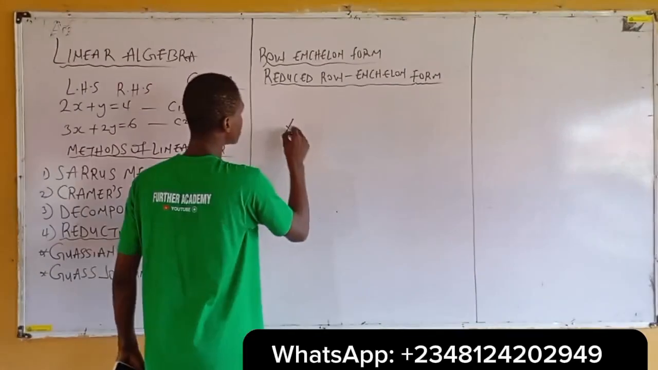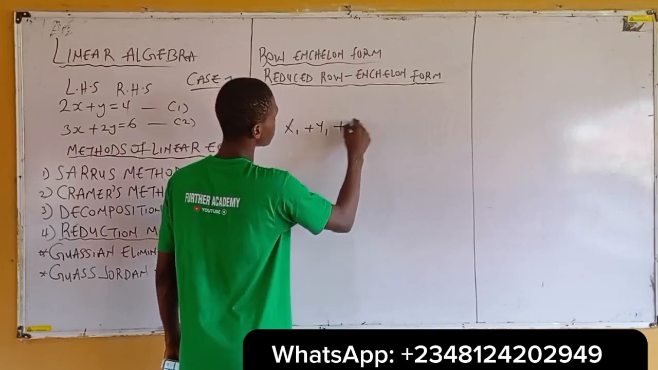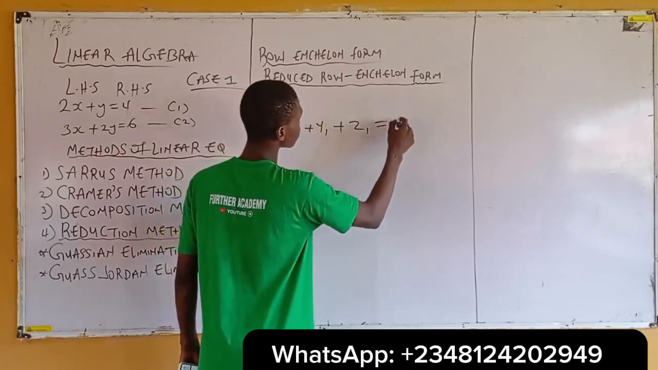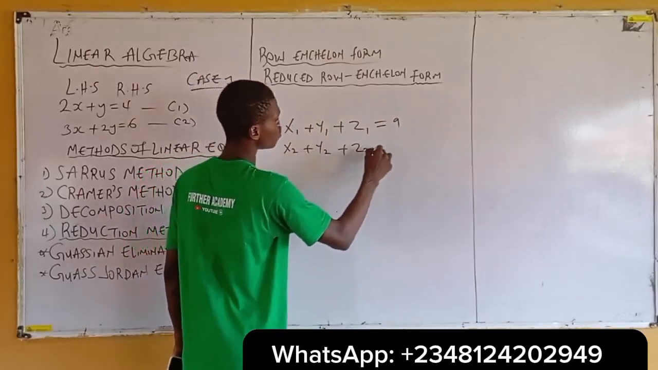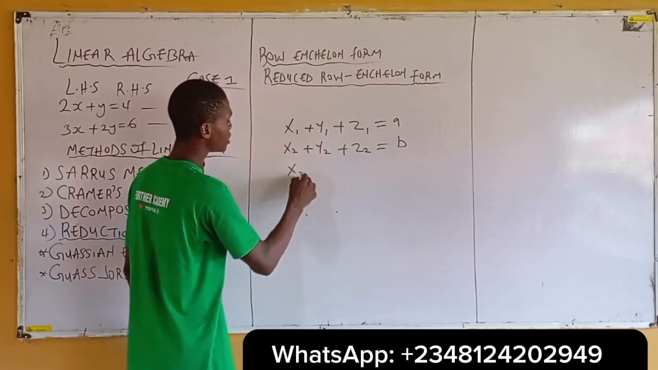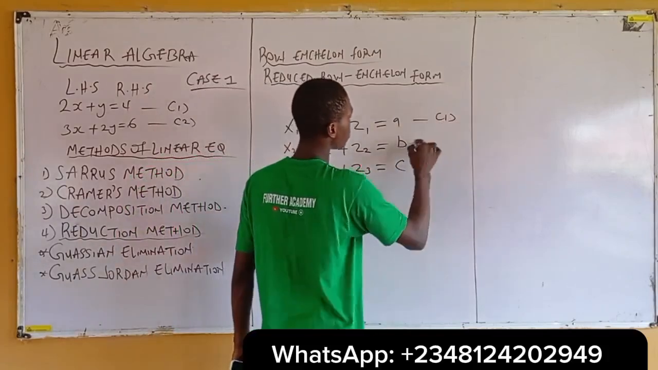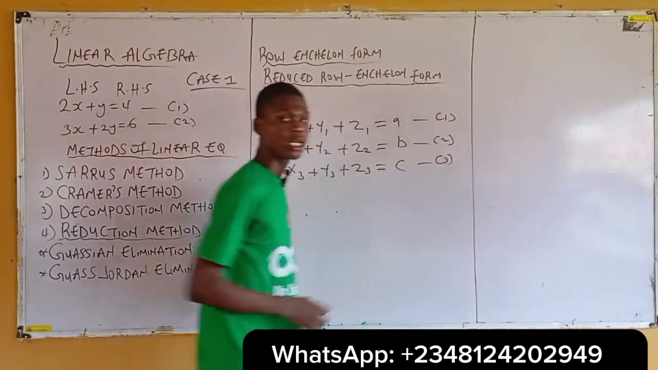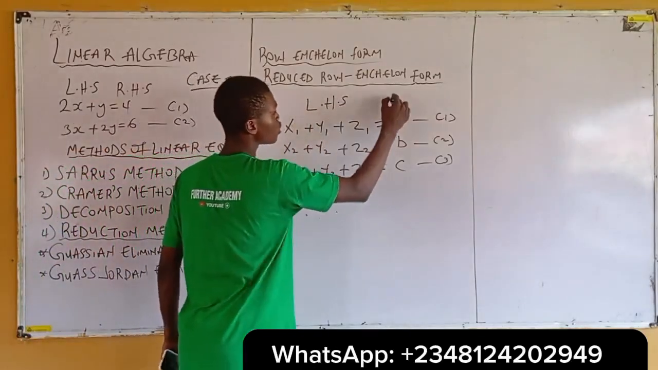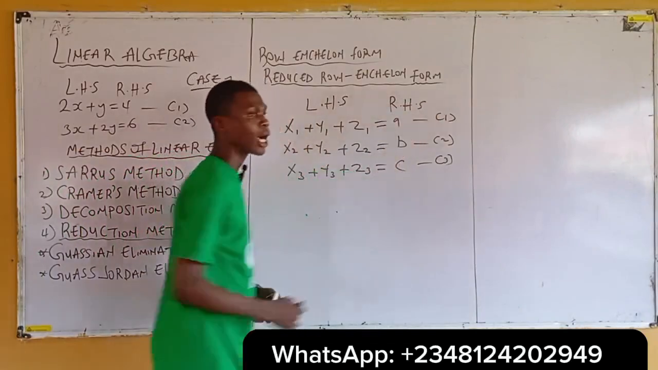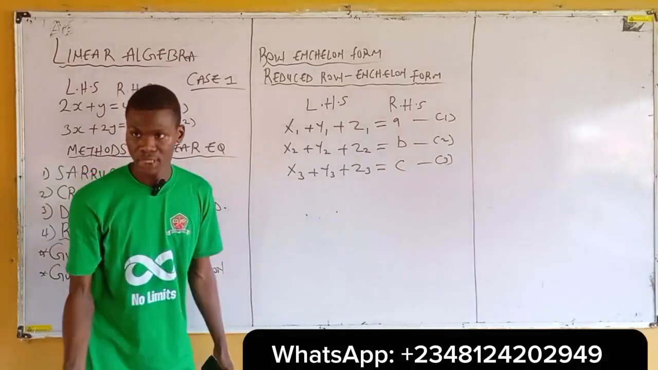Consider this equation. Say this is x1 plus y1 plus z1 equals a. And say this is x2 plus y2 plus z2 equals b. And x3 plus y3 plus z3 equals c. Say this is equation 1, equation 2, and equation 3. You want to solve this equation. The idea is that the left hand side must be equal to what? The right hand side. And how do you check if the left hand side is equal to the right hand side? Depending on the values of x you've gotten, right?